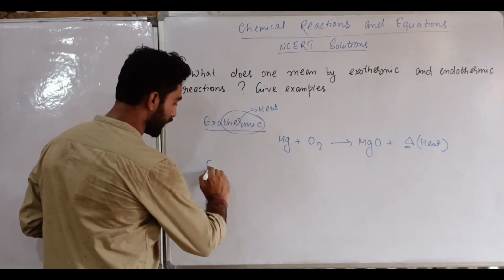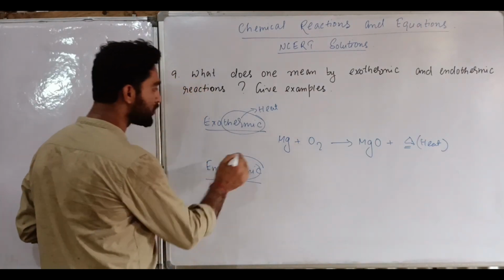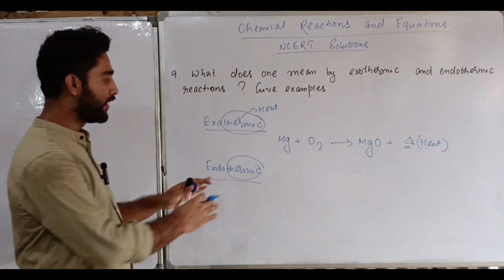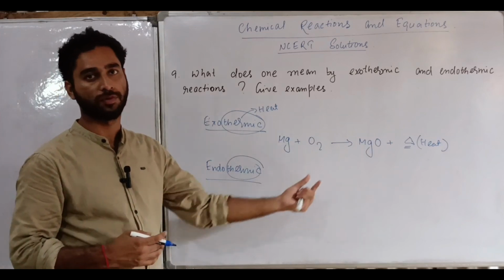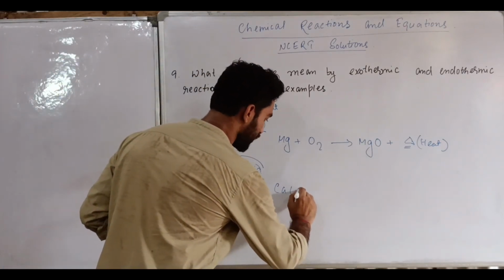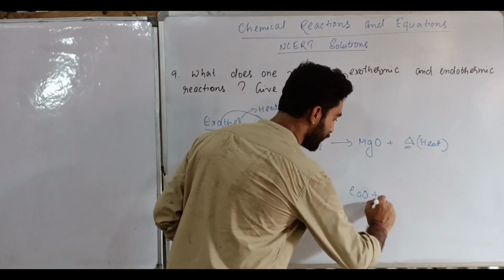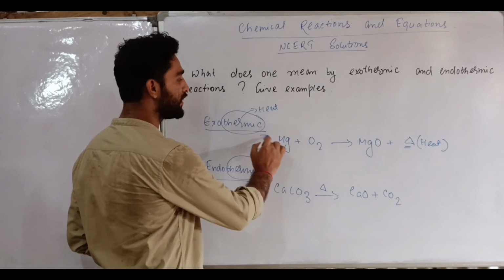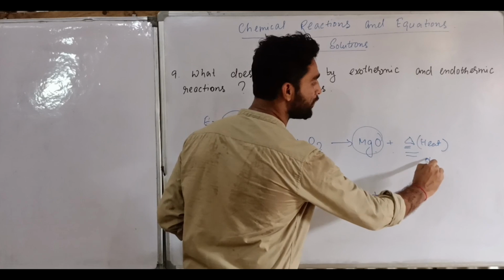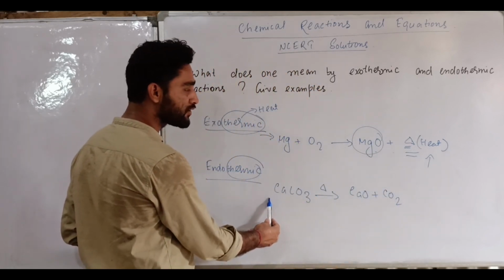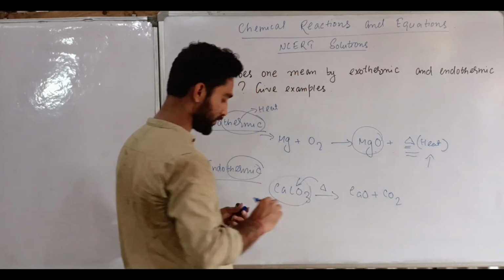In case of an exothermic reaction, heat is released along with the formation of the product. And endothermic reaction is just the opposite of the exothermic reaction. Here, for the reaction to take place, the reactant will absorb heat and the product will be formed. For example, calcium carbonate absorbs heat and converts into calcium oxide plus carbon dioxide. So here you see, in case of an exothermic reaction, along with the formation of the product, heat is released. And in case of an endothermic reaction, the reactant absorbs heat and converts into the products.